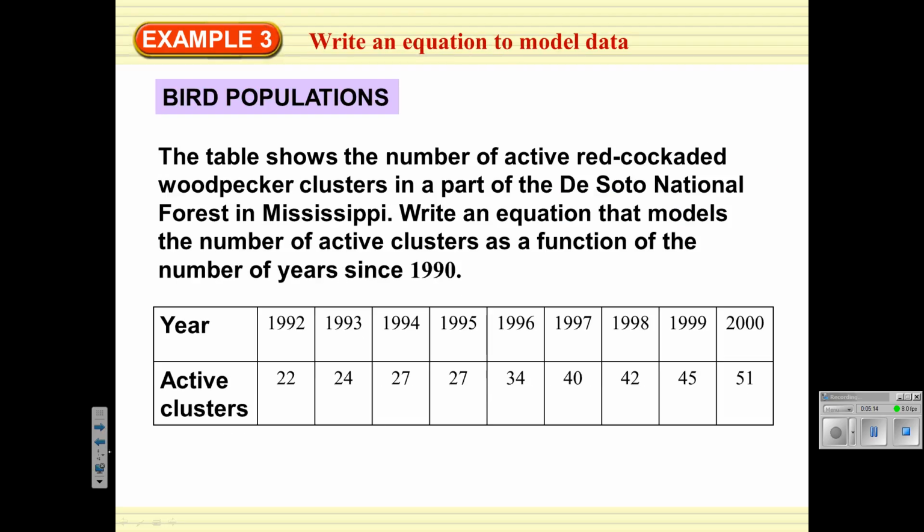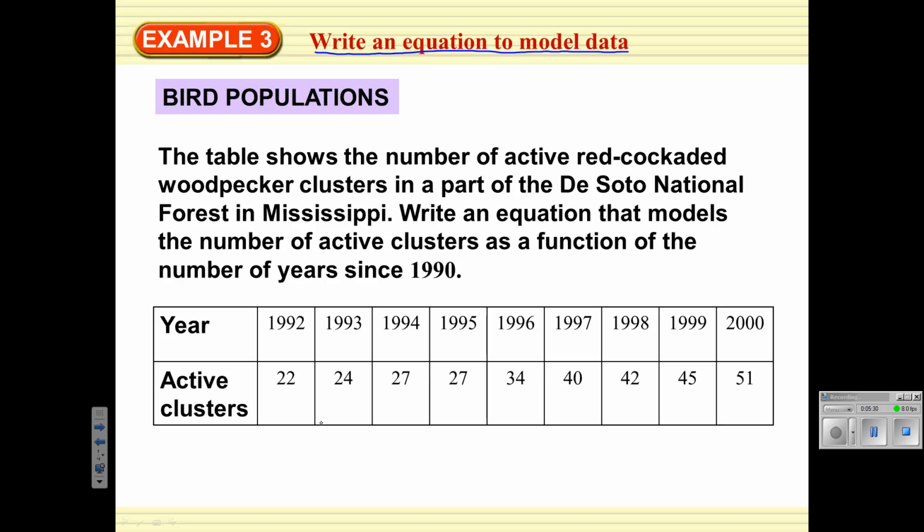All right, example 3. This is going to be the tough one. Write an equation to model data. Okay? Writing an equation to model a scatter plot. That's going to be interesting, so just bear with me. It sounds complicated, but we'll practice.